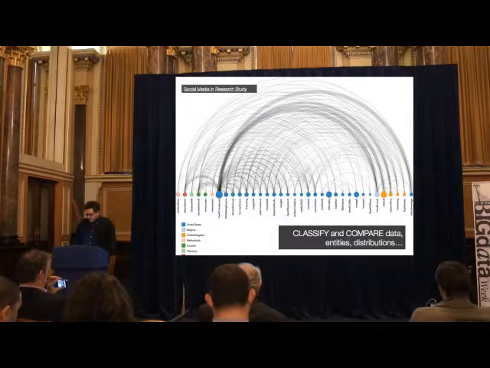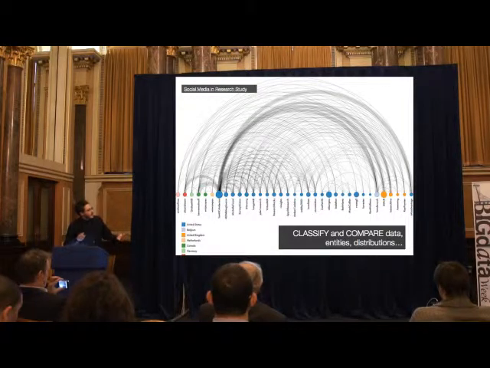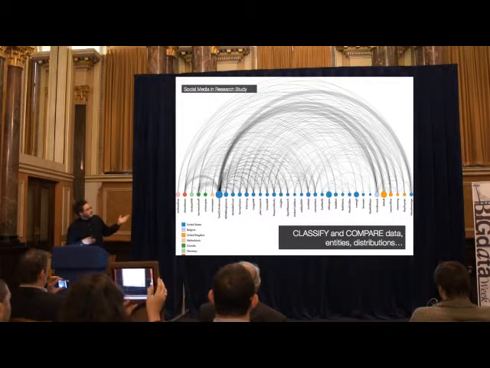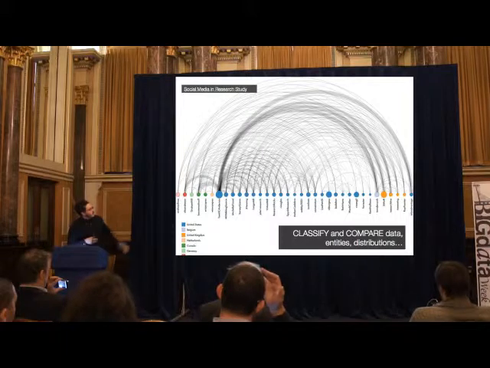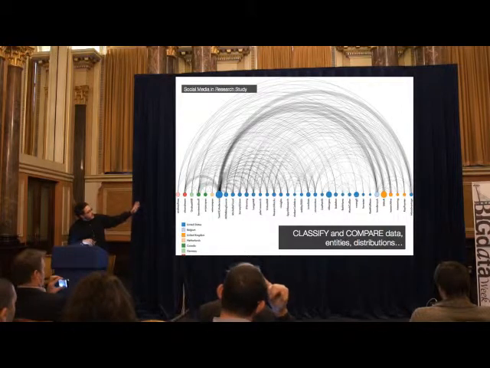The third element is actually classifying and comparing data, entities and distribution. Without data visualization, we wouldn't be able to classify as easily as we do and compare as easily as we do the entities and the data that we're dealing with when we look at a data set. And a really basic arch diagram can allow us to look at entities such as nationalities, such as frequency of connections, such as number of reactions, and this visualizes the most influential people within a specific scene.